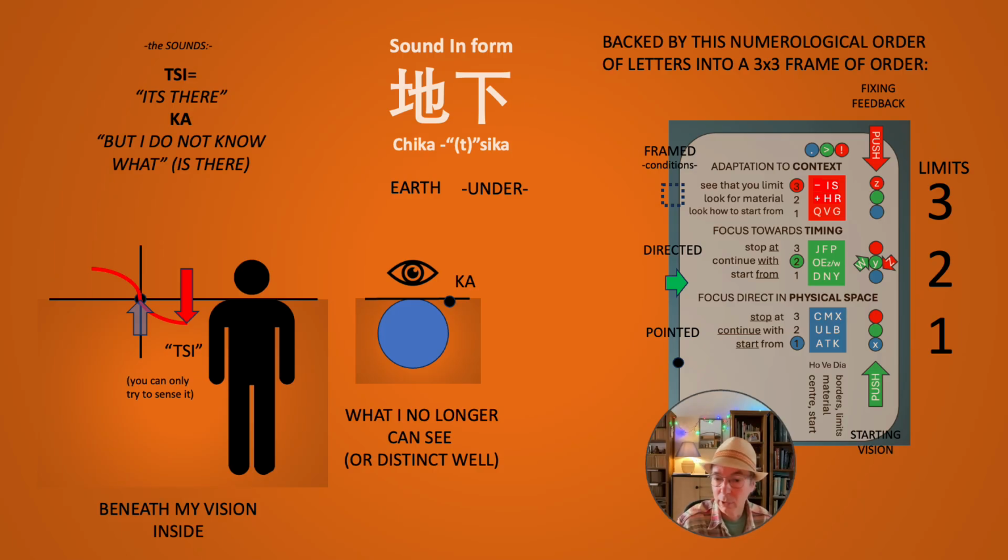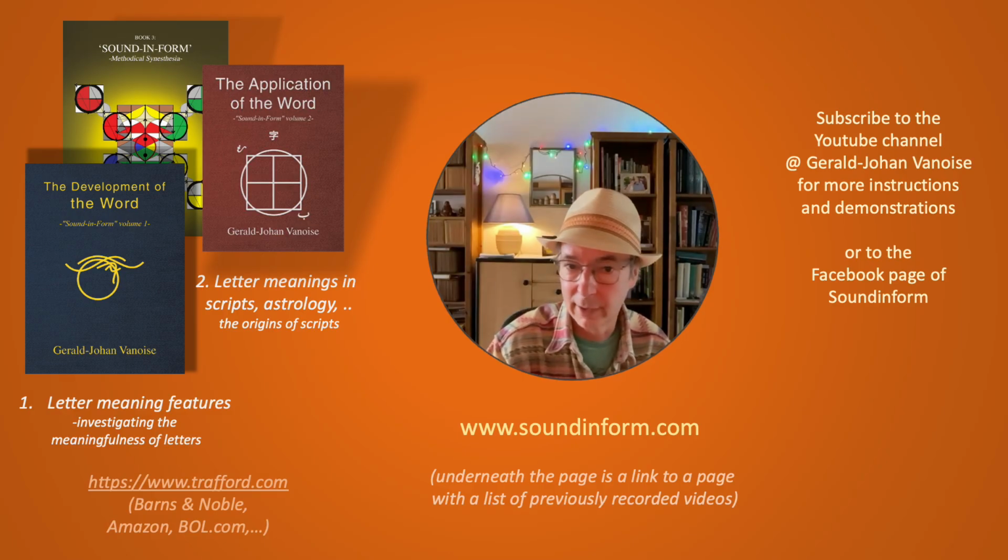The K is going beyond my reach. So here I'm no longer sure how far it goes. I can't see everything anymore. It's there, I know, but I cannot see it very well. I cannot distinguish it very well. So that's the combination: it is in the ground, within the ground, and you can't see it anymore. So that's where you land in the end with chika, where you don't see it anymore. Underground, within the ground. And that's a combination you can derive from the sounds and letters alone.